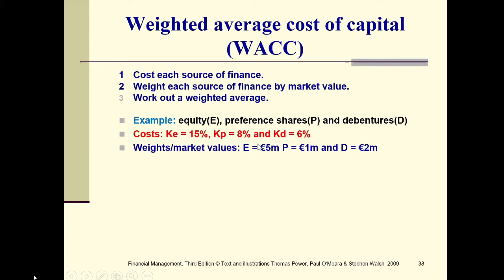You simply take the weight for the equity, 5 million, and multiply by 15%. You take the weight for the preference, multiply by 8, and the weight for the debt, 2 million, multiply by 6. And then you add them up and divide by the sum of the weights.